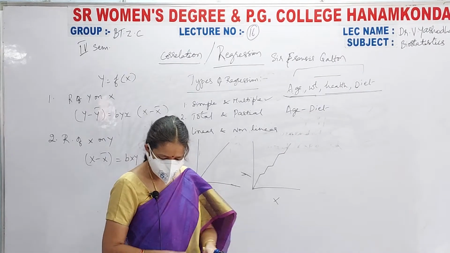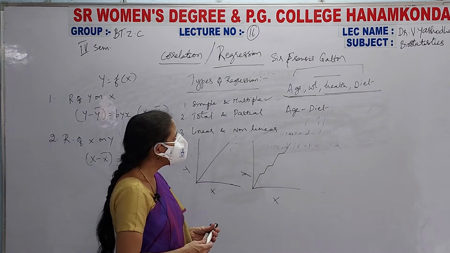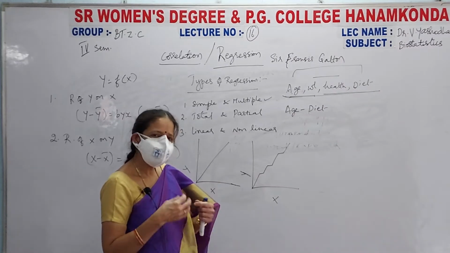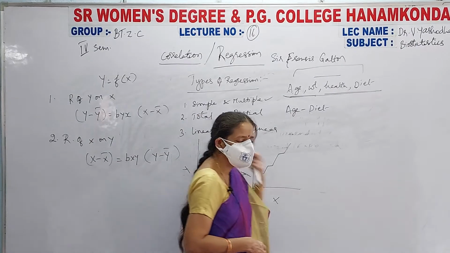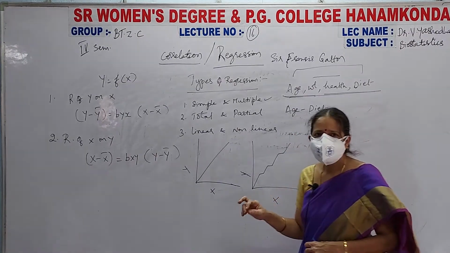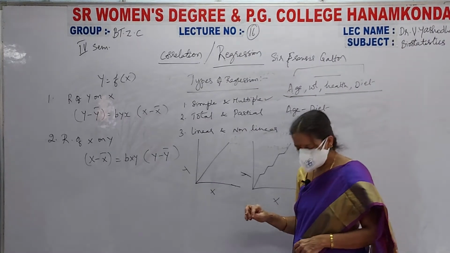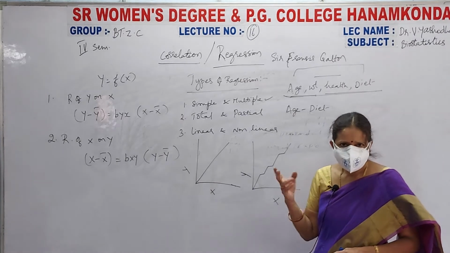Okay? Now, coming to the applications of regression. Regression, first, its definition is only one of its applications. One is, regression is useful to know the average relationship between variables, two or more variables.